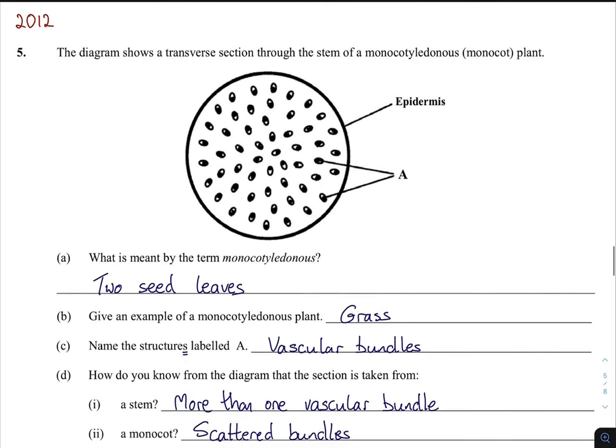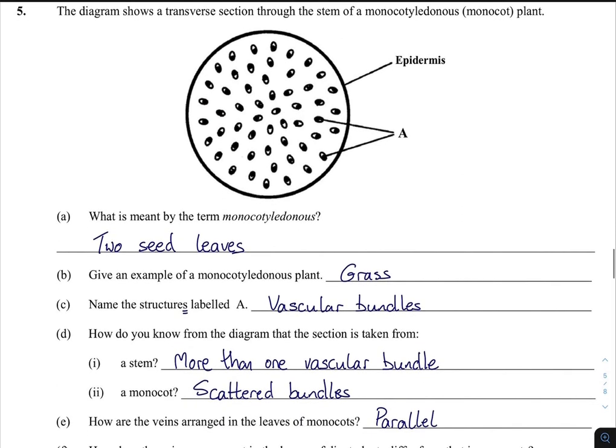What is meant by the term monocot? And you can see there, I made a slight mistake there. I said 2 seed leaves. It should actually be 1 seed leaf. Mono meaning 1. Okay. Give an example of a monocot. Grass. It's the easiest one to go to. Name the structures labelled A.